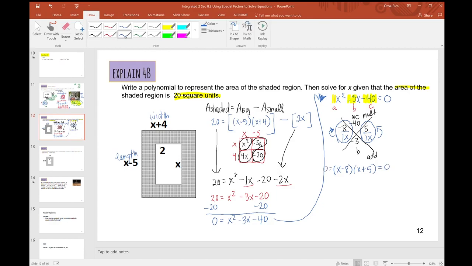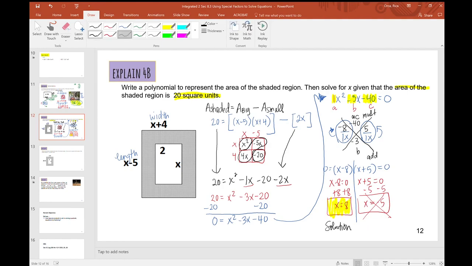And by using the zero product property, we have x minus 8 equals 0 and x plus 5 equals 0. Add 8 to both sides, x equals 8. In the second equation, subtract 5 from both sides, x equals negative 5. Now remember, we're referring to the length of a rectangle. So the length of a rectangle can never be negative, which means that our answer is x equals 8. So this is the solution.